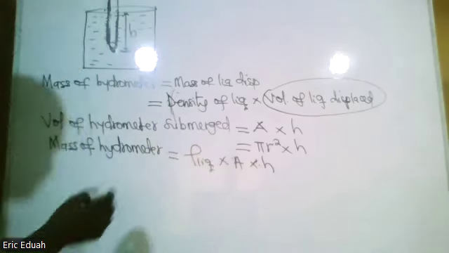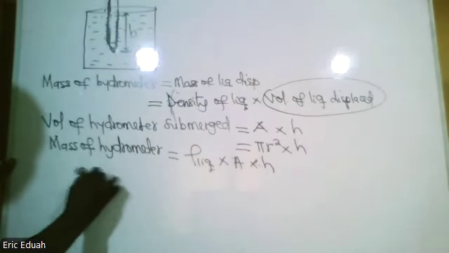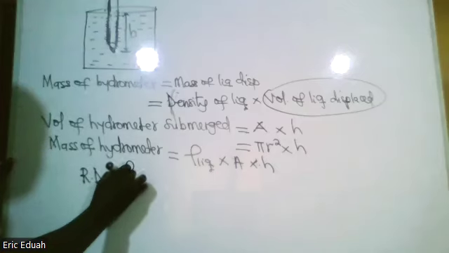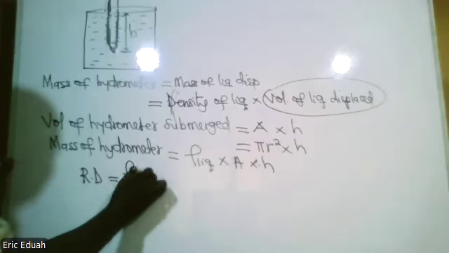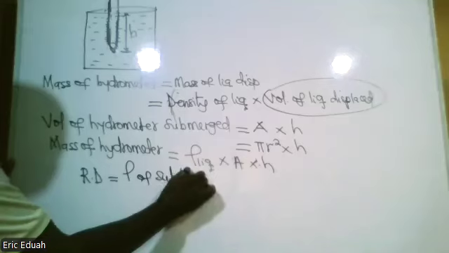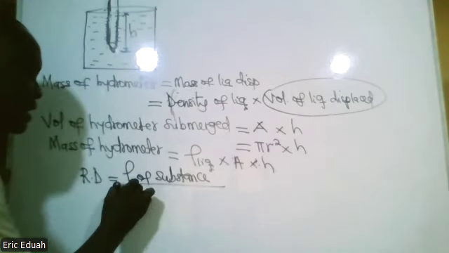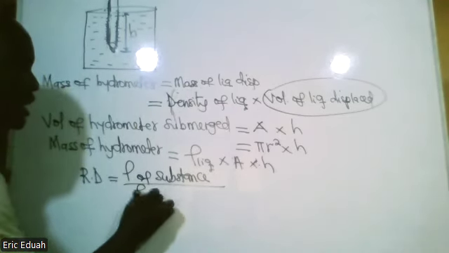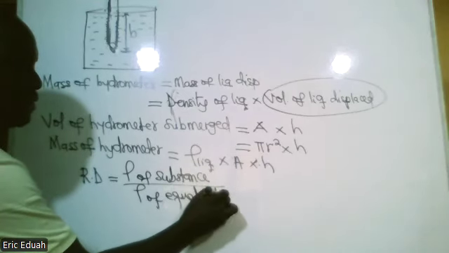Okay, but what is relative density? Relative density, RD, is equal to density of substance, whatever substance it is, divided by density of equal volume of water.